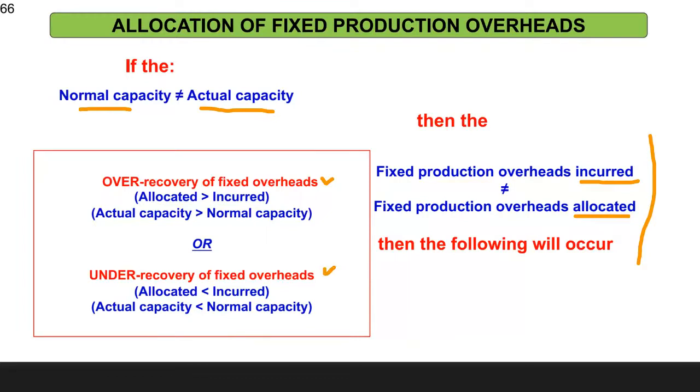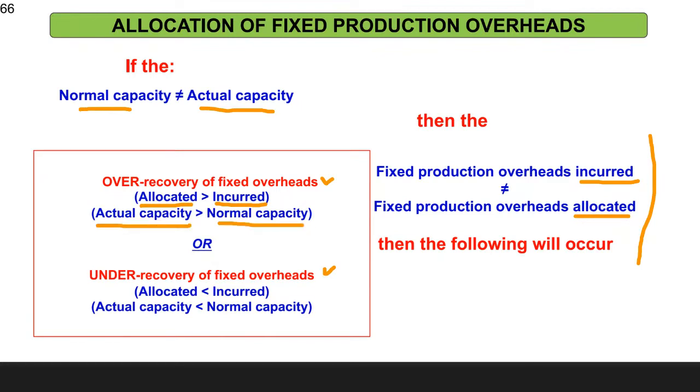And our rules are, if the amount that we allocated is more than the amount that we incurred, then we must do an over recovery journal, meaning we need to decrease cost of sales, we need to increase our fixed overheads, whichever overhead we're talking about, right? And a characteristic situation of when we have an over recovery is when our actual capacity is higher or greater than our normal capacity.